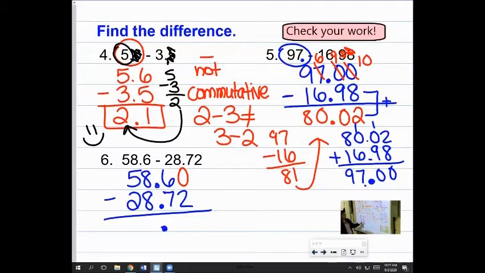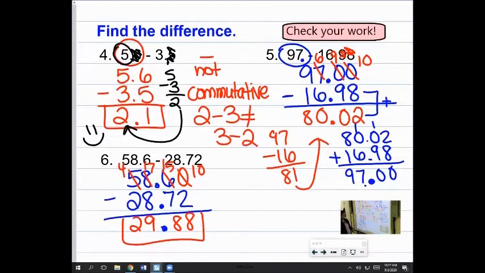I'm going to go ahead and start borrowing because remember, we need to borrow. I can't take this from that, so I need to borrow. So I make this a 10, this a 5. Well, then this doesn't work. So I make this a 15 and make this a 7. Well, then this doesn't work. So then I make this a 17 and I take 1 from there, and that's a 4. Now I'm good to go. 10 minus 2 is 8, 8, 9, and then 2. So I got 29 and 88 hundredths.